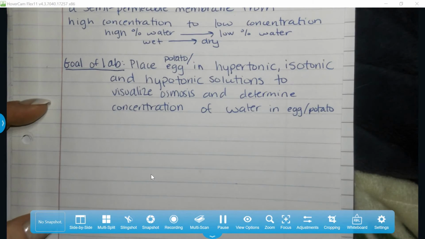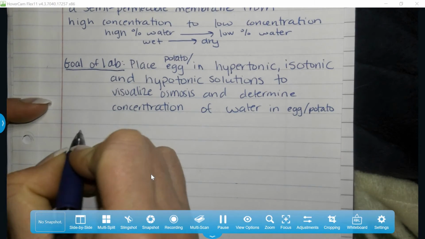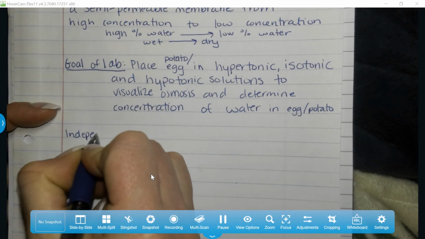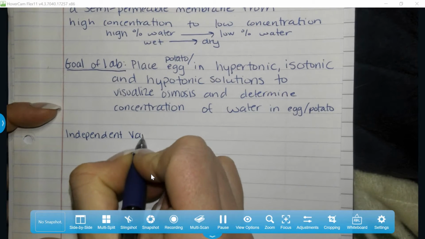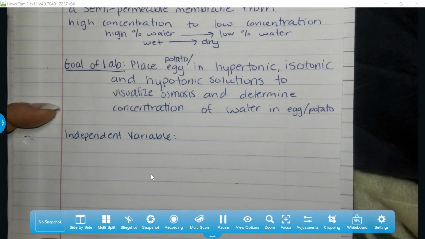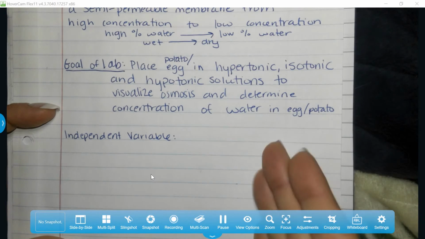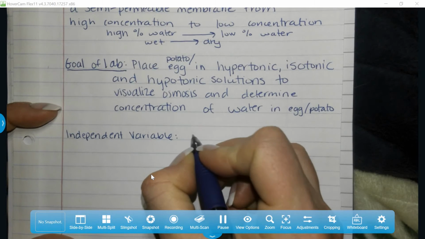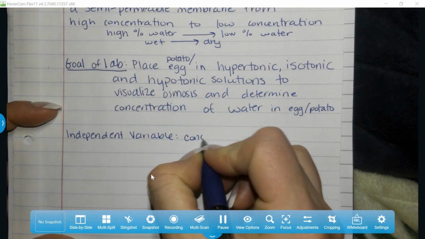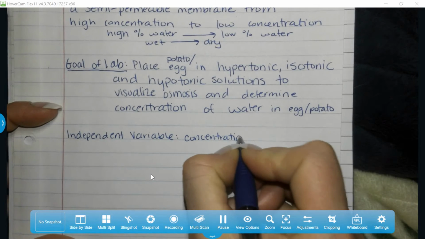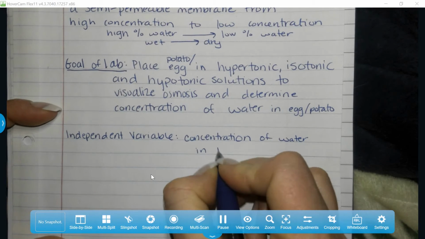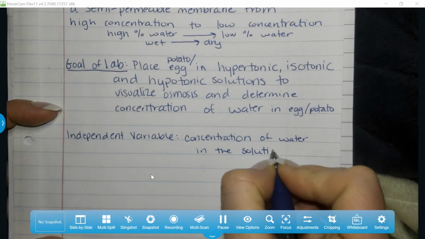So our experimental setup here, the independent variable is going to be the different percentages of water in the solutions that we put our egg in. I'm just going to say egg, even though it's egg or potato. So the concentration of water in the solutions. That's what you guys are going to have to make different at the beginning.